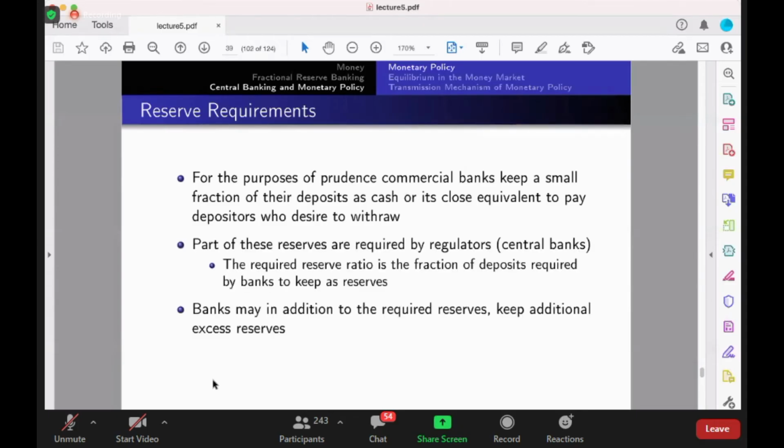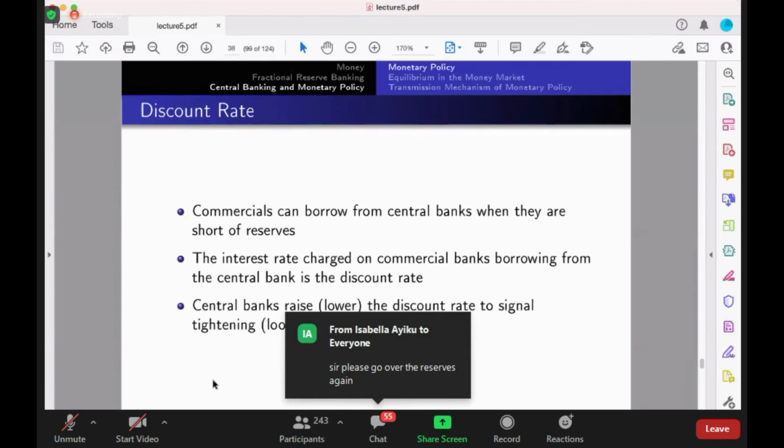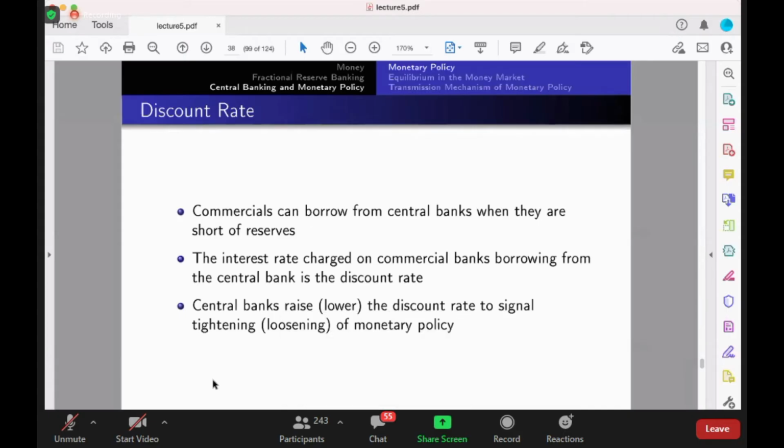It says that for the purposes of prudent commercial banking, commercial banks are supposed to keep a fraction of their deposits as cash. So Isabella wants me to go over the discount rate. Assume I am the central bank, and you are a commercial bank.